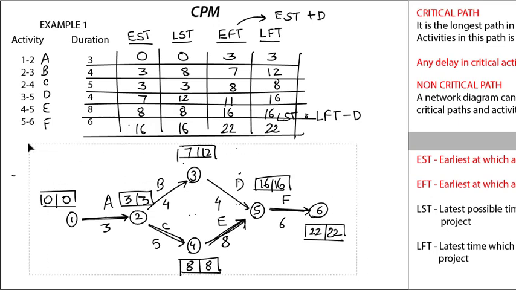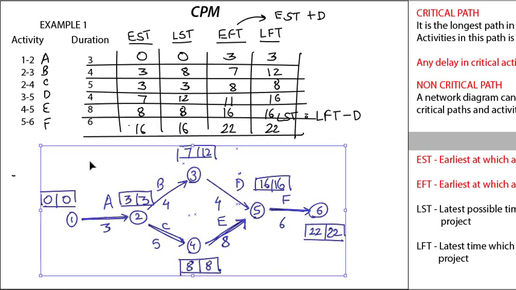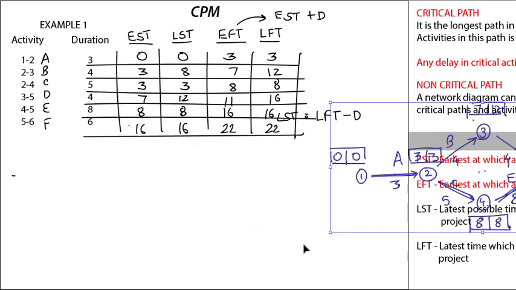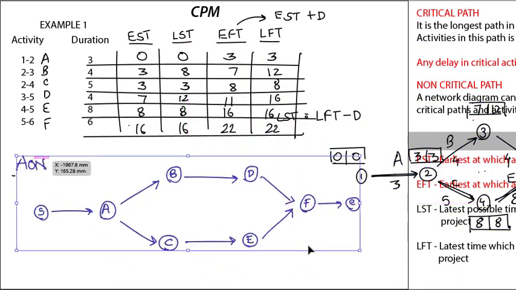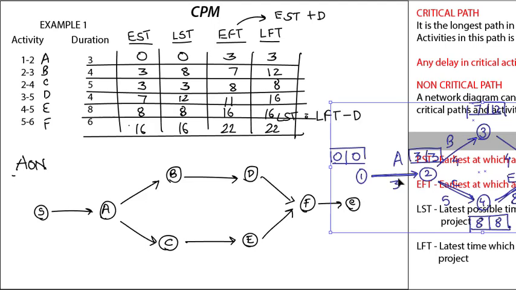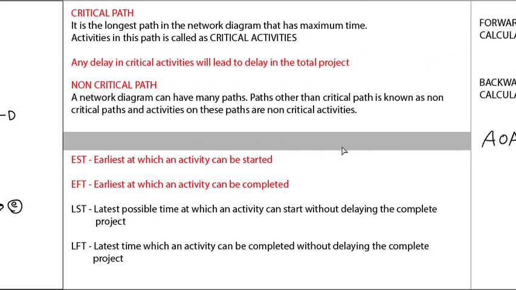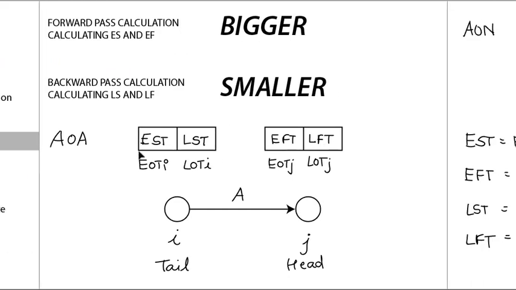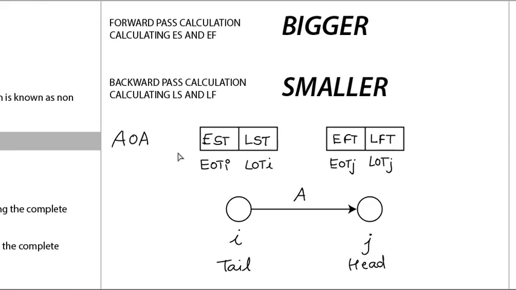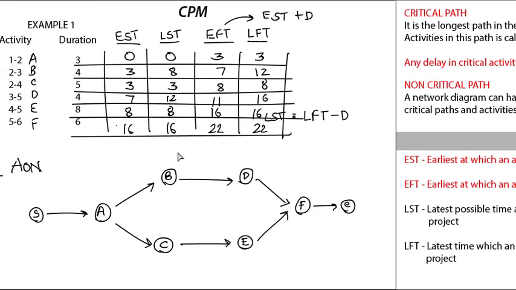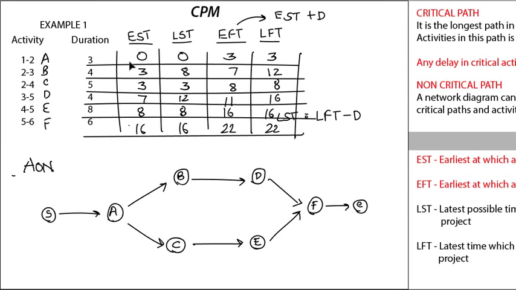Similarly we have to do it for activity on node. So let's see how activity on node works. Let me delete this, it's no longer required. For the activity on node diagram, see, this is the activity on arrow diagram where you have EST, LST, EFT, LFT. This is just the representation. While calculating, the numbers will be different. So you have to follow this table only.